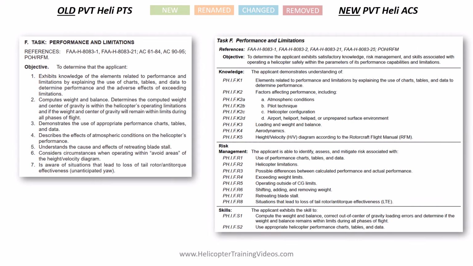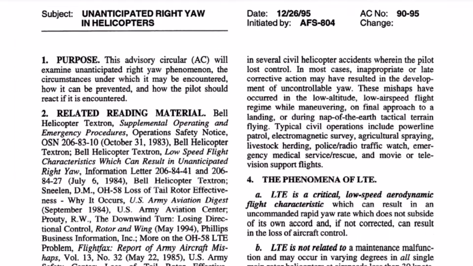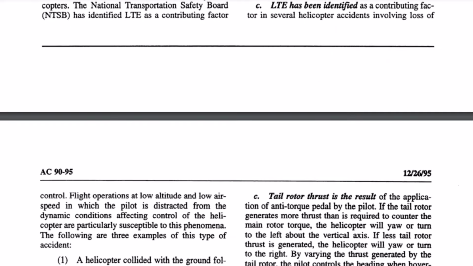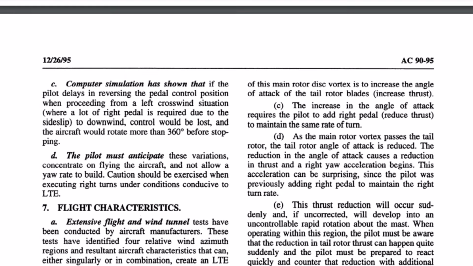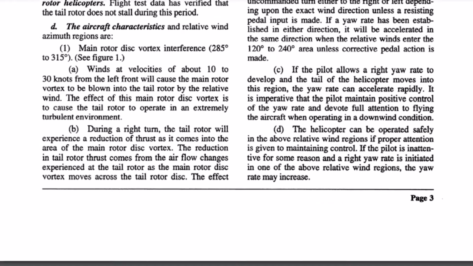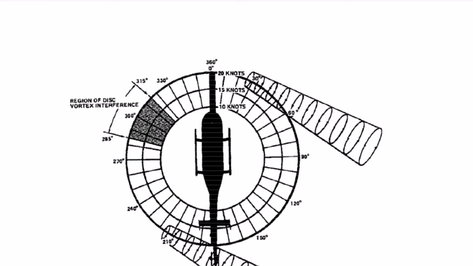In Task F, Performance and Limitations, we can see again some changes to the references. We've got the Risk Management Handbook and the PHAK in there. They also removed AC 61-84, that was a cancelled advisory circular about the role of preflight, but also strangely removed AC 90-95, which has not been cancelled, and that is unanticipated yaw, essentially LTE. There's a lot of really good information in there, and LTE is referred to later on in this particular task, so I think there was a mistake that it was not in there.